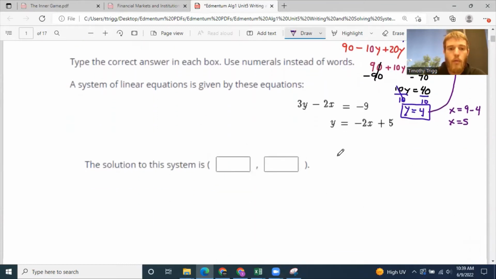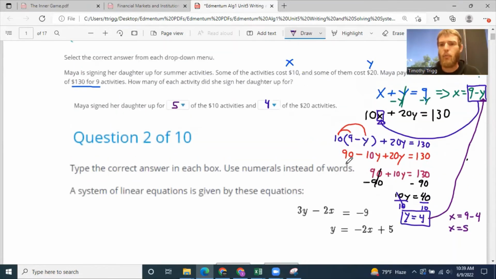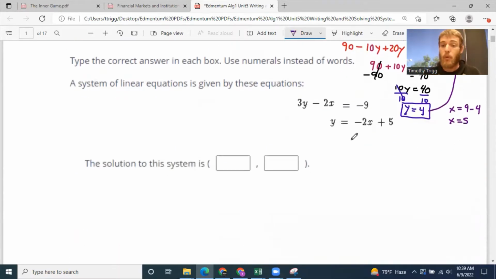Next one. We have a system of equations here. 3y minus 2x equals negative 9. Then our second equation is actually nice for us for substitution. Notice it says y equals negative 2x plus 5. This second equation is nice because it already has y by itself. Whenever we're using substitution, we want to see a variable by itself. In the first example, we had to solve for x, get x by itself. But in this one, we already have y by itself, so that makes substitution a little bit easier for us.